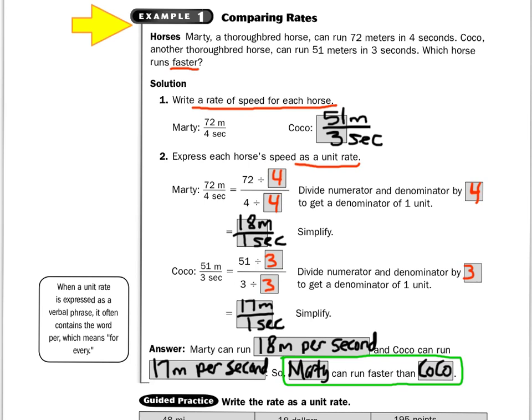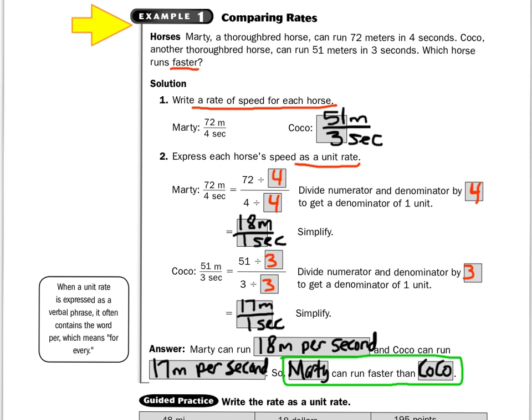So take a look at Marty. Okay, Marty is 72 meters over 4 seconds. So write 72 over 4. And now we need to make the denominator become 1. So we're going to divide both the top and the bottom by 4. Well, 72 divided by 4 gives us 18 meters, and 4 divided by 4 gives us 1 second. So we know that Marty's speed is 18 meters per second.